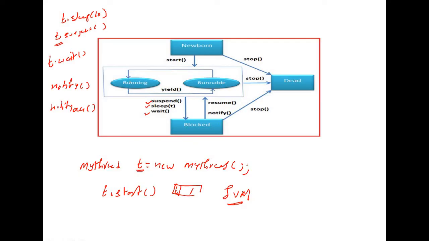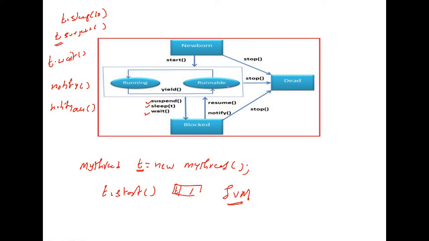Next, here, while running any thread, we can also apply yield. Whenever there is a yield, the main difference between yield and the remaining ones, suspend, sleep and wait, is that in the remaining cases, whenever they are applied, the thread will enter the blocked state. But in the case of yield, the running thread will enter the runnable state. It will move from the running state to the runnable state.